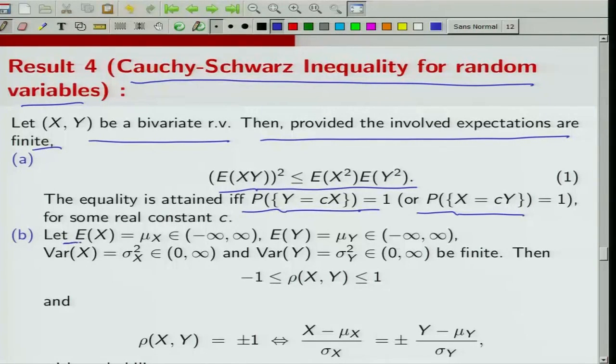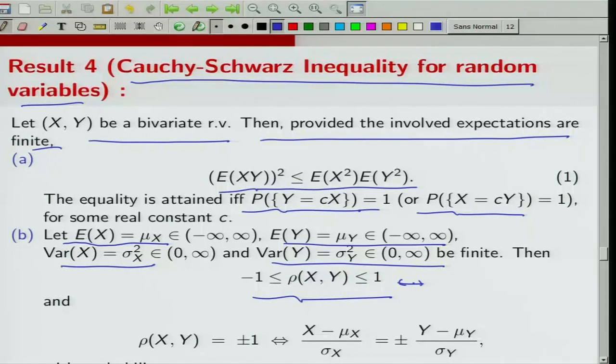The second part says that the expected value of X is mu x, the expected value of Y is mu y, the variance of X is sigma x square, the variance of Y is sigma y square, and all are finite. Then the correlation between X and Y will always be between -1 and 1. So, what it says is that correlation has to be always between -1 and 1 for any random variables X and Y, and this would be derived using the Cauchy-Schwarz inequality.